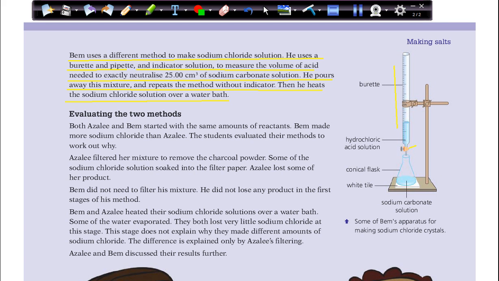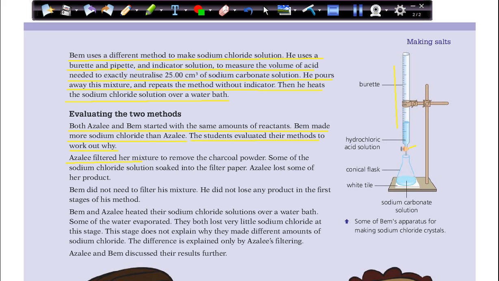Which method is more accurate or better than the other? They need to evaluate them. Both Azali and Bim started with the same amount of reactants. Bim made more sodium chloride than Azali. So how did they know? By measuring the sodium chloride crystals after the evaporation. After they finished their experiment, they needed to measure the quantity of the crystals that they got. The students evaluated their methods to work out why.